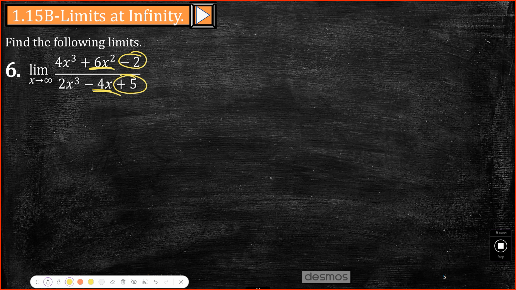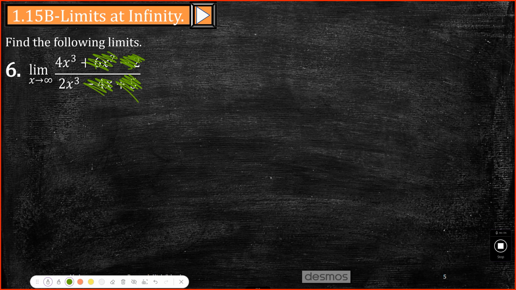And then the x squared at infinity becomes relatively small compared to how big this one becomes. Same here, the cubic with the first degree term here. So at infinity, this becomes almost inconsequential. So now it's a race between 4x to the third divided by 2x to the third.